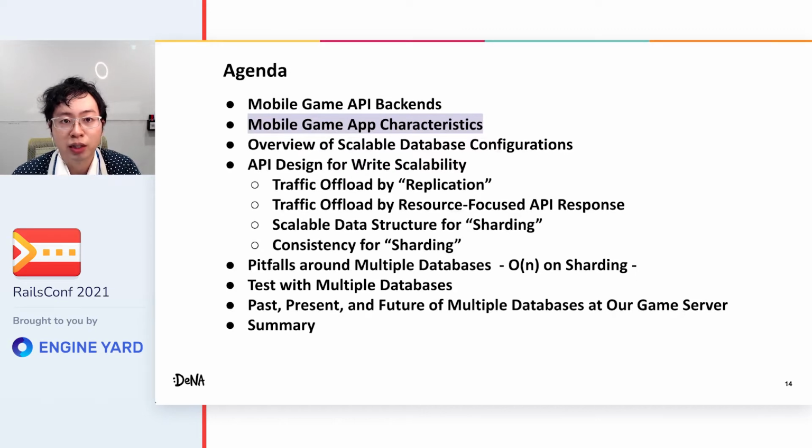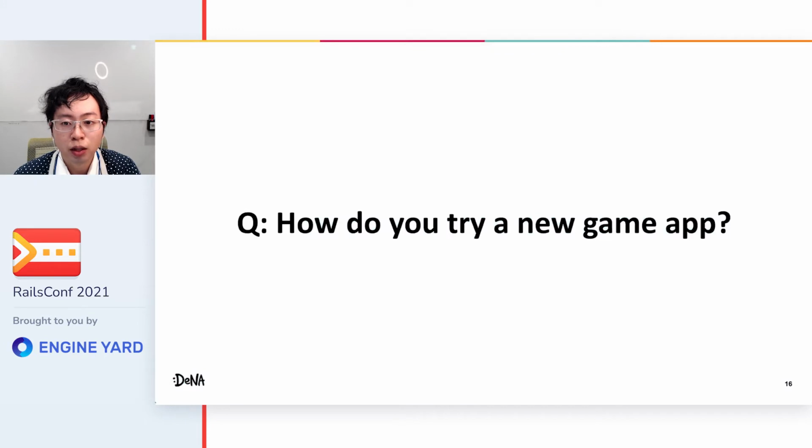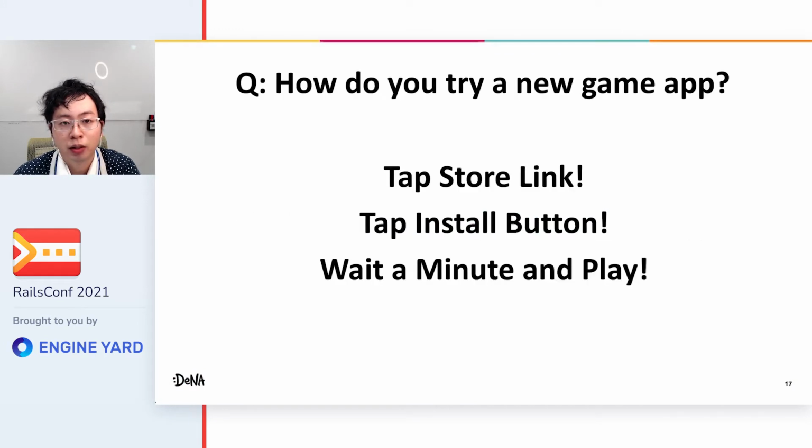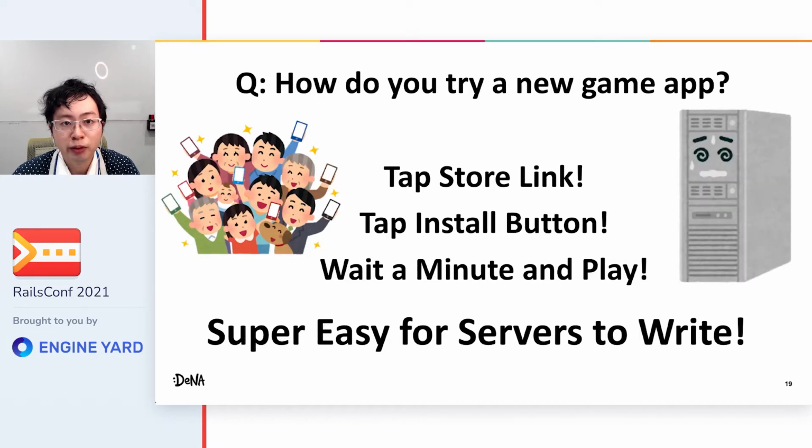Now we will look at mobile game app characteristics. How do you try a new game app? Tap store link, tap the install button, wait a minute and play. It is super easy for players to play. However, it is super easy for servers to write.